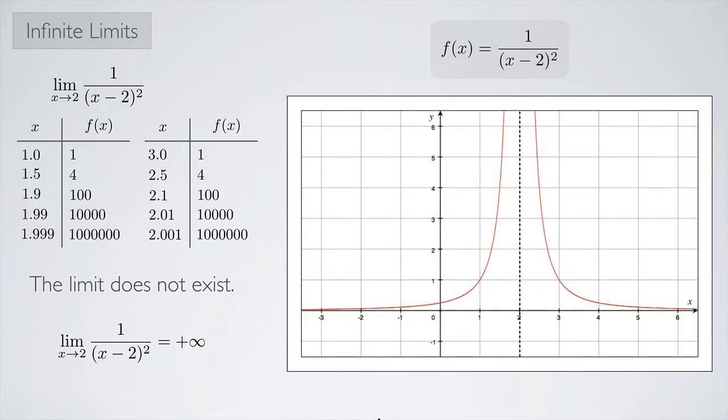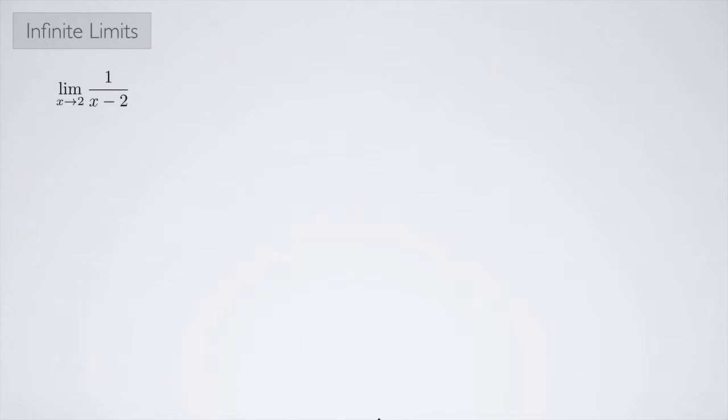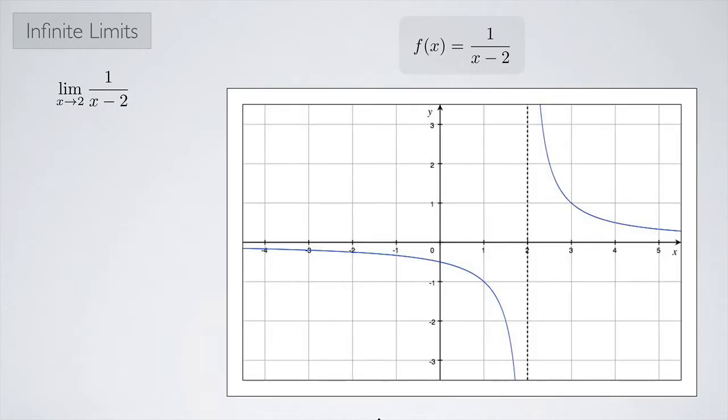Let's look at another example. How about the limit as x approaches 2 of 1 over x minus 2? So again, I can graph the function f of x equals 1 over x minus 2, and I get something that looks like this. Again, I have an asymptote, but now you see a little bit of different behavior near 2. As we come in from the left, it seems like the function decreases without bound, and as we come in from the right, it seems like the function increases without bound.